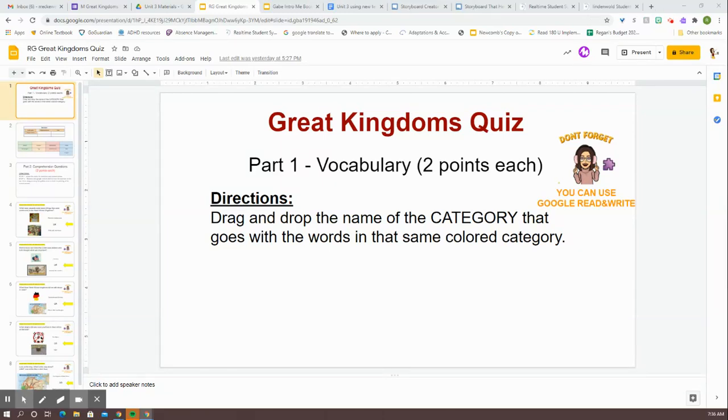Okay, so your quiz is going to be broken up into two parts, with each question being worth 2 points. So for part one, what you're going to do is drag and drop the names of the category that goes with the words in that same colored category. All right, so I'll show you what I mean here.